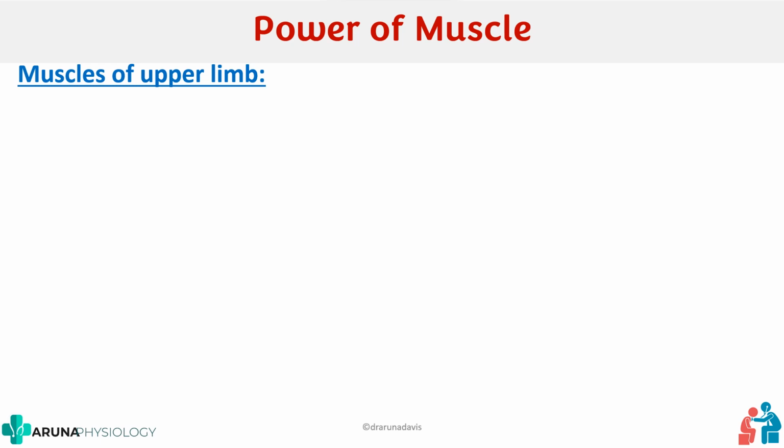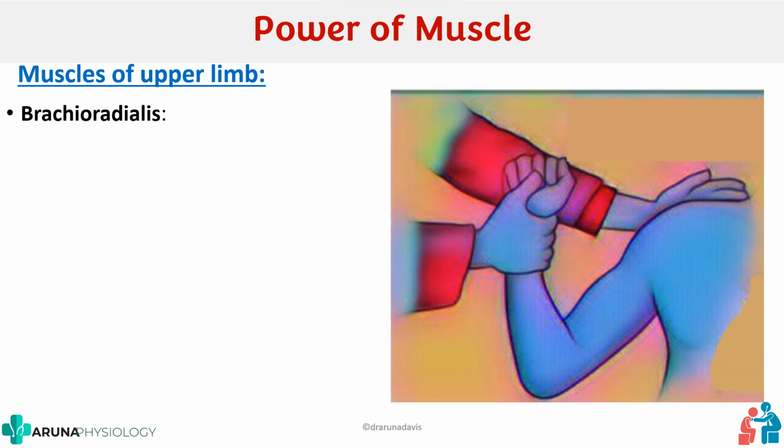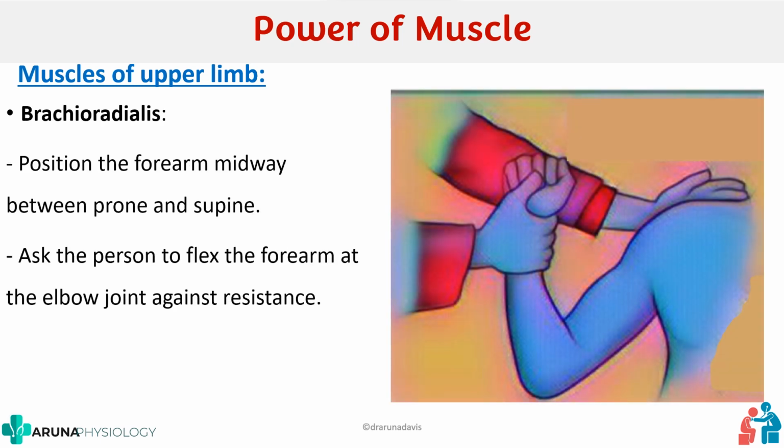Now we are moving to test the power of muscles of the forearm. The first muscle that we are going to test is brachioradialis. To test that, you can ask the subject to position the forearm midway between prone and supine, that means in a mid-prone position. See here, the person's hand is in a mid-prone position. Then you ask the subject to flex the forearm at the elbow joint against resistance. So first place it in a mid-prone position, and then flex it against resistance. That is how you check for brachioradialis.